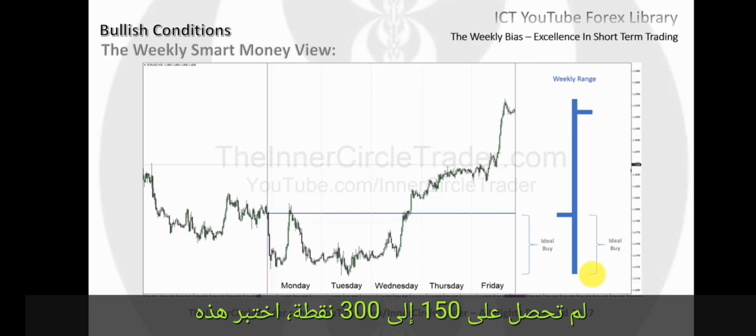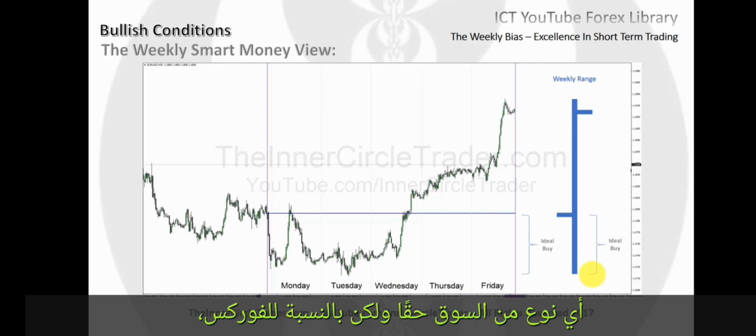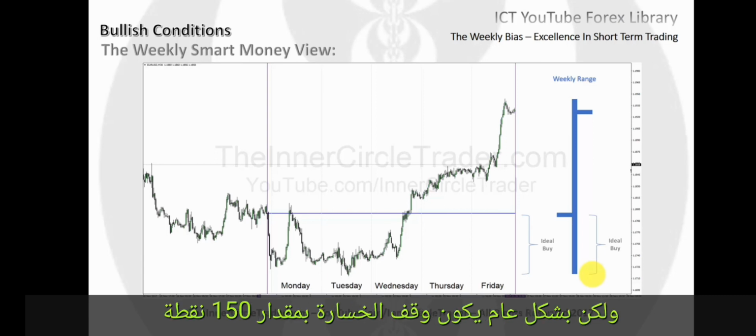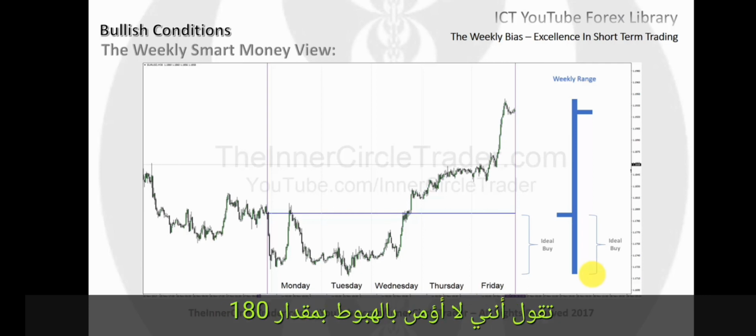Test that theory and give me your feedback through Twitter. You can try this on any pair, really any kind of market, but for Forex, I'm going to give you that suggestion. It does not mean that you won't see it drop down sometimes 50 to 75 pips. But generally, with your stop loss of 150 pips after buying 30 pips below the opening, what you're really saying is, I don't believe it's going to go down 180 pips from the opening price.